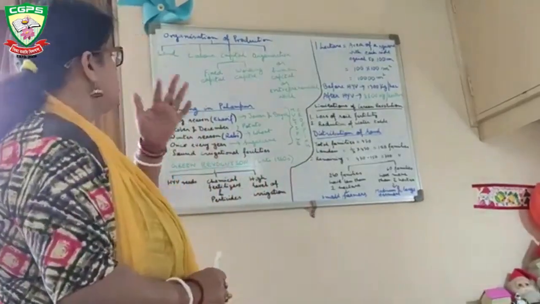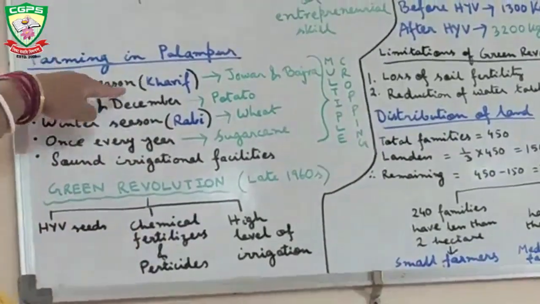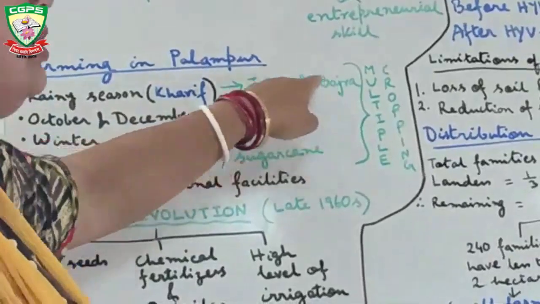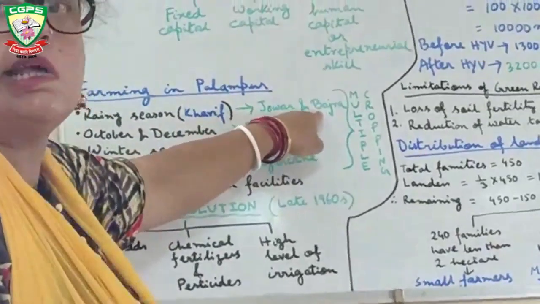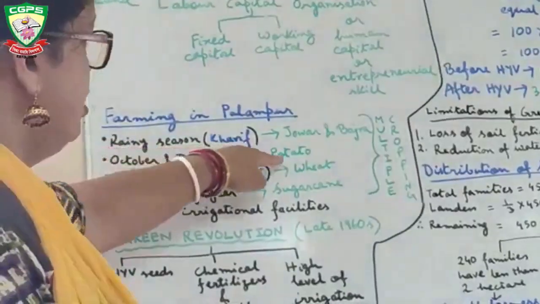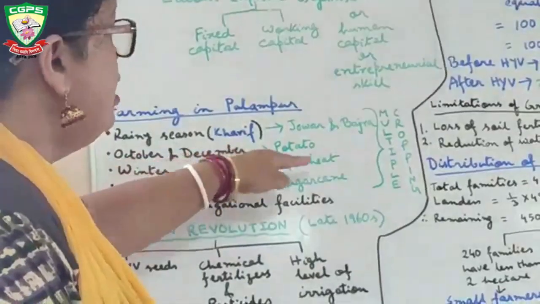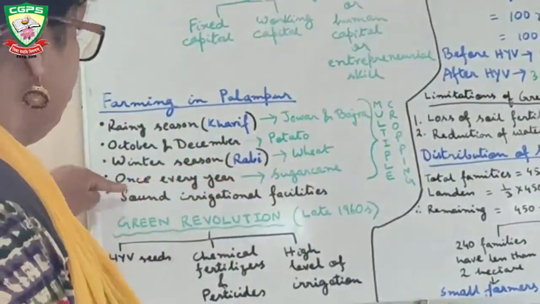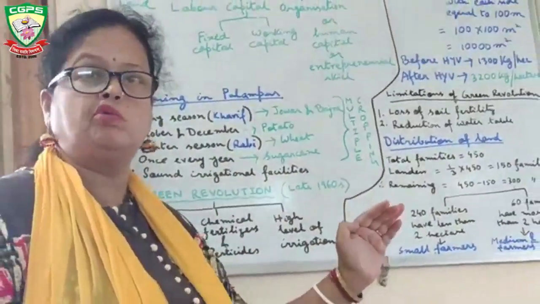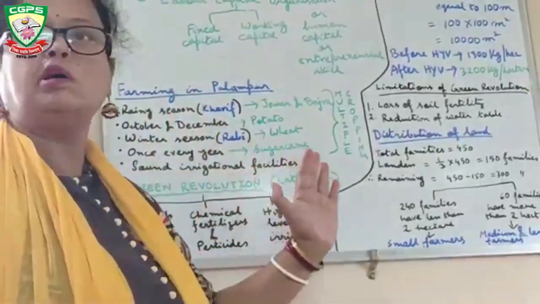Okay, now let us discuss different crops which are grown in Palampur. In rainy season or Kharif, jowar and bajra are grown, and these two crops are used as cattle feed. Next, in October and December, potato is grown. In winter season or Rabi, wheat is grown. And once every year, sugarcane is also grown in Palampur. So you can see different crops are grown on the same piece of land.